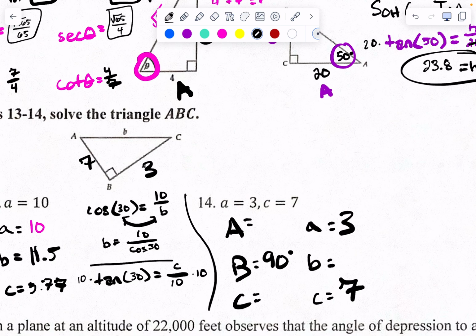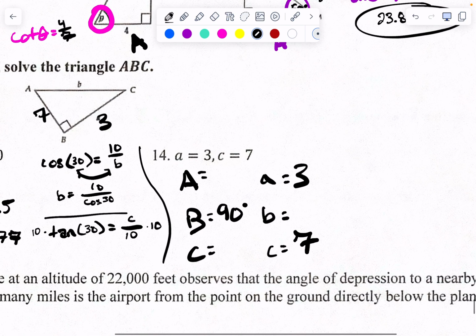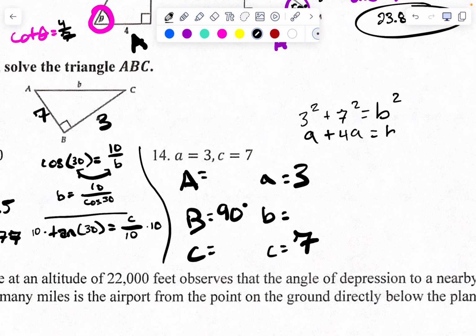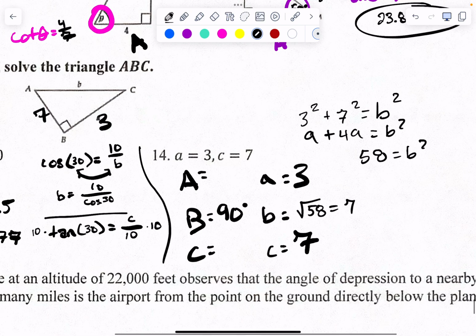You can use the Pythagorean theorem. Little b is the hypotenuse, right? So 3 squared plus 7 squared equals b squared. 9 plus 49 equals b squared. 58 equals b squared. What's the square root of 58? I just put the square root of 58. 7.62. Perfect.